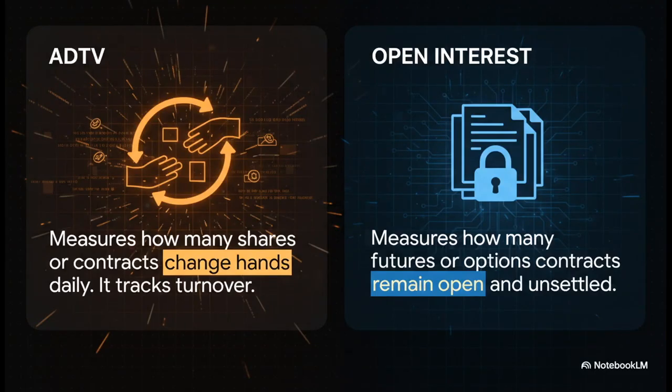One common point of confusion is mixing up ADTV with something called open interest. You'll see open interest in the world of futures and options. They sound similar, but they're totally different. Remember, ADTV is all about turnover, how many shares changed hands today. Open interest is about how many contracts are still open, just sitting there, not yet settled. Both are about activity for sure, but they're measuring fundamentally different things.